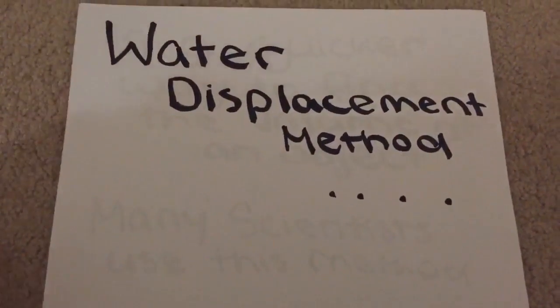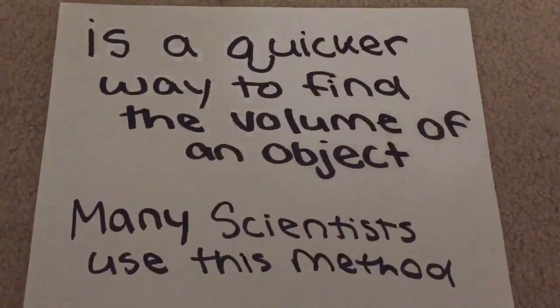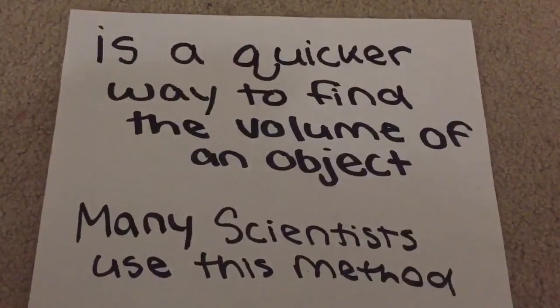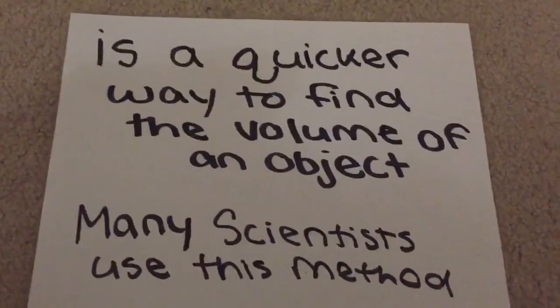Water displacement method is a quicker way to find the volume of an object. Many scientists use this method. Now let's talk about the water displacement method. Volume is a measure of the amount of space an object takes up. When an object is submerged in water, it pushes water out of the way. If you measure the amount of the water level that increases, you could find out the volume of the object that you place in the water.